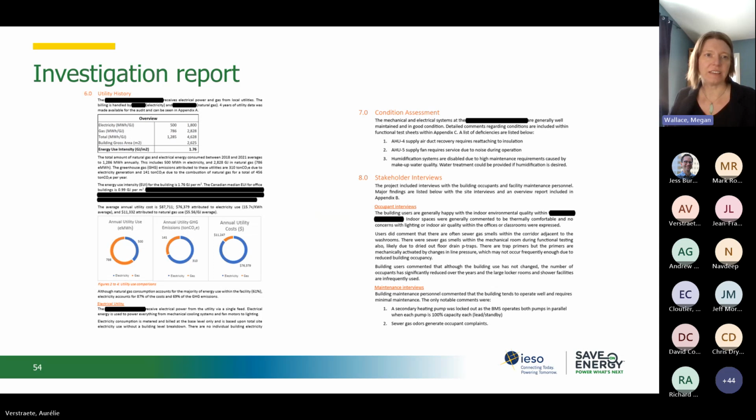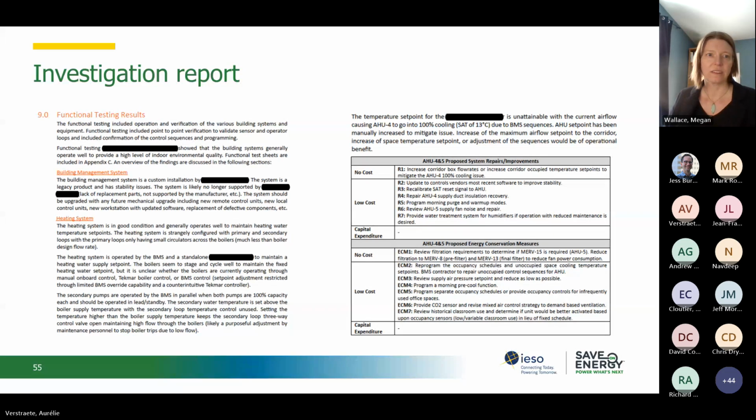Here's the utility history, the analysis of the bills, the condition assessment that we referred to before, and a general description of the results of interviews with the stakeholders. It also would include functional testing results, a description of what was observed and the results of that, more in paragraph form as opposed to the appendices, which would have the actual forms.